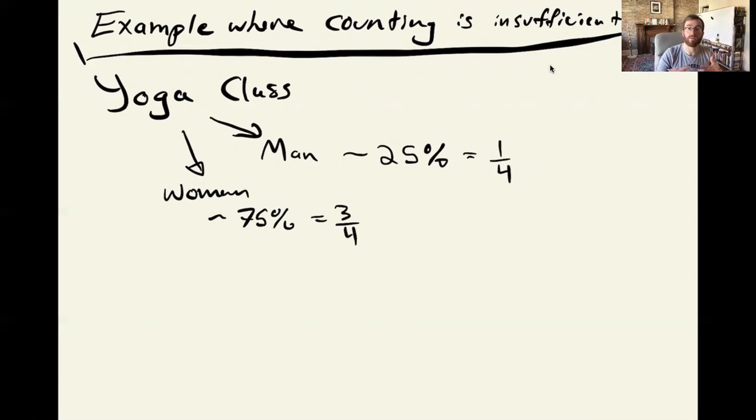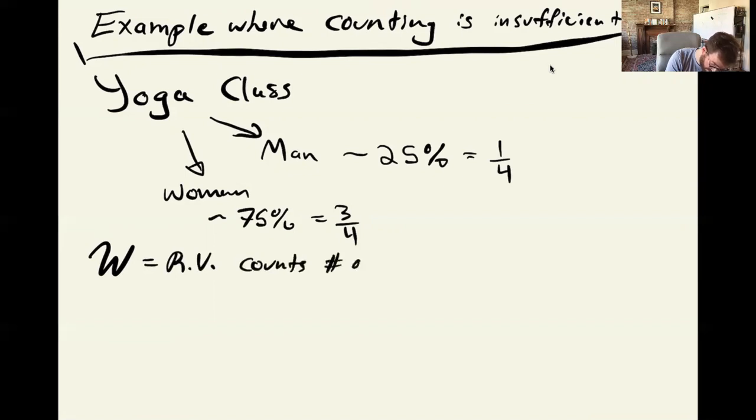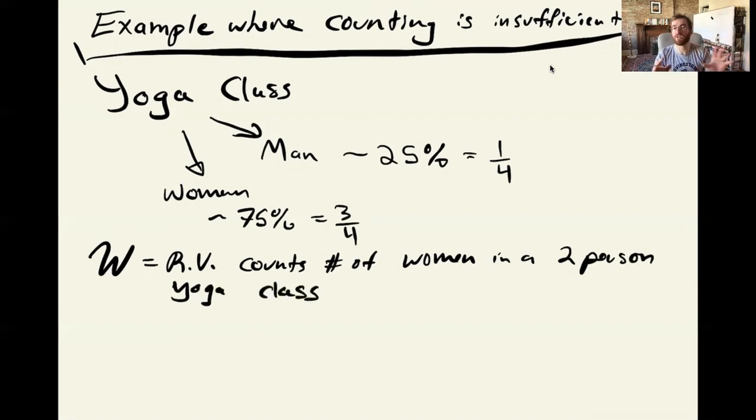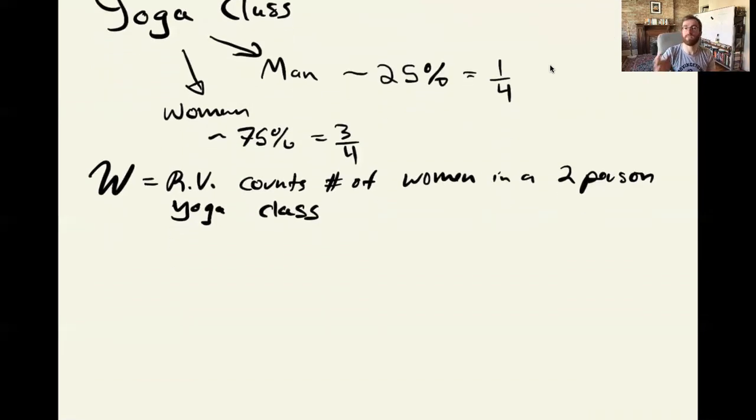So what if I defined a random variable associated to a class where there are 2 people, and I want to count the number of women. So let W be the random variable that counts the number of women in a 2-person yoga class. Again, we're not going to assume that the people going are friends or anything, so there's no correlation. We get to use the assumption of independence.